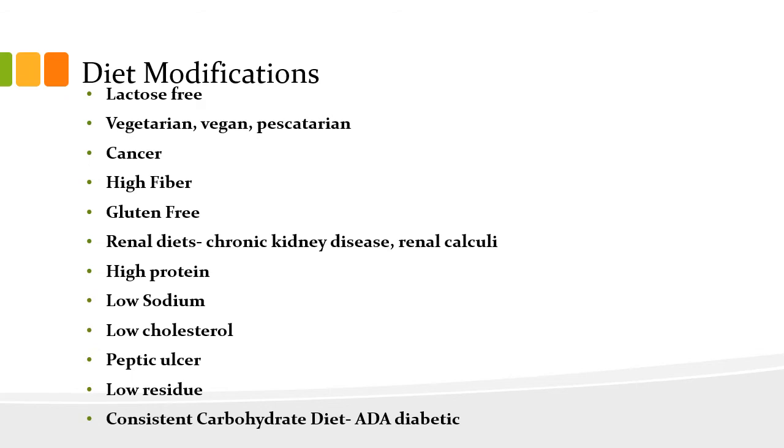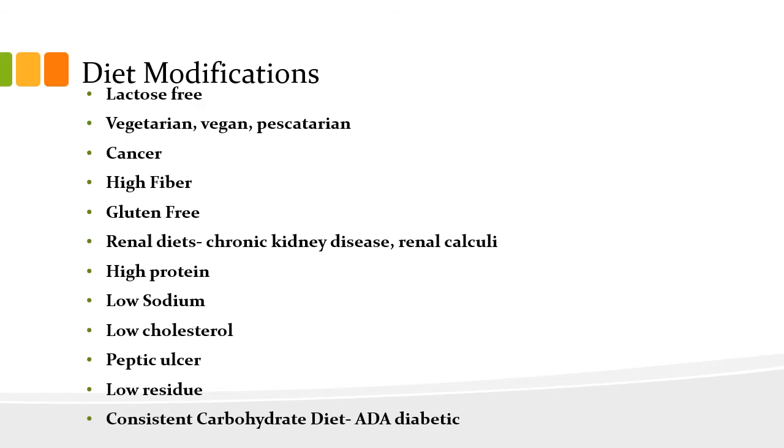Renal diets help monitor protein intake and are really important for patients with end-stage renal disease because the kidneys cannot process protein. Also things like renal calculi, where patients have kidney stones, need to cut back on protein. Then there are high protein diets, where we do want more protein so wounds can heal and trauma patients can recover faster. Low sodium, low cholesterol, these are all important for heart health.